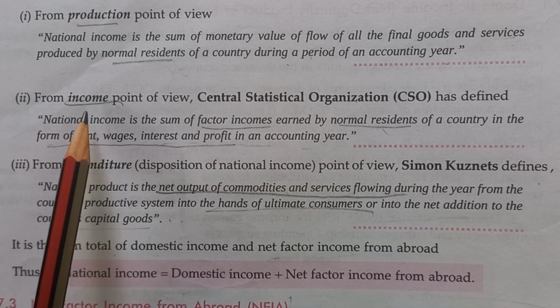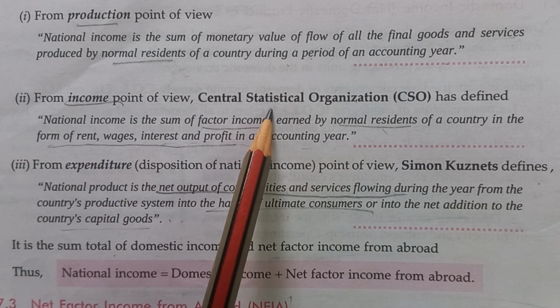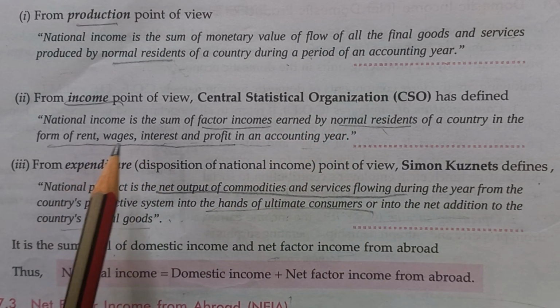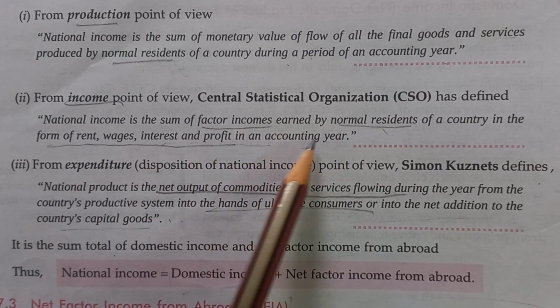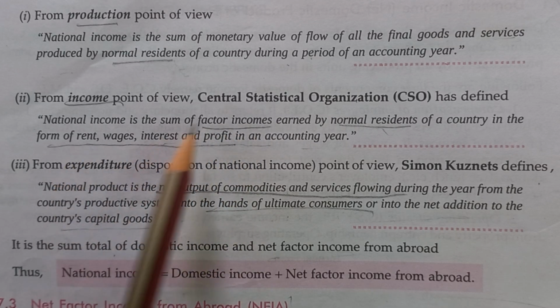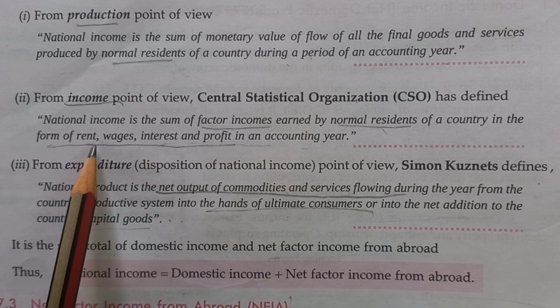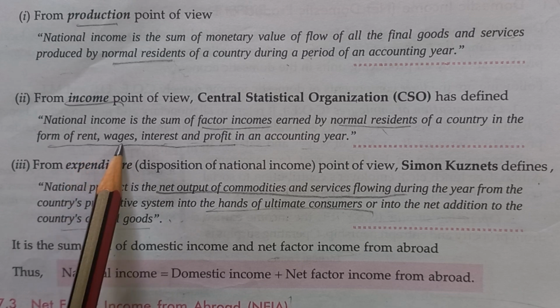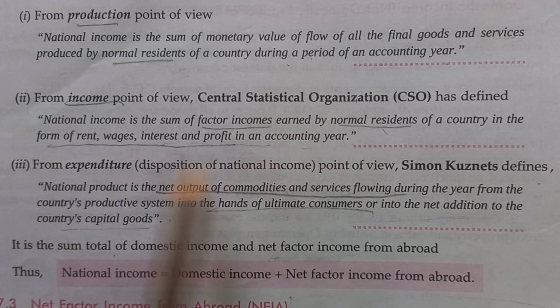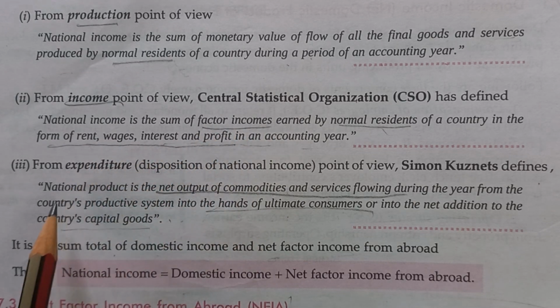Next, from income point of view, which was defined by Central Statistical Organization, national income is the sum of factor incomes earned by normal residents of a country. So factor incomes means land, labor, capital and organization. For that, the income produced is rent, wages, interest and profit. So under the income point of view, factor income is calculated.